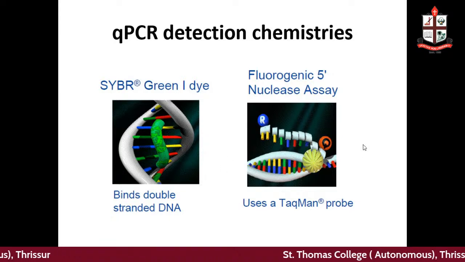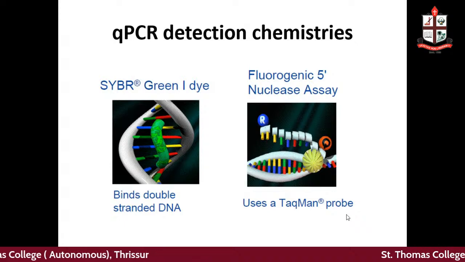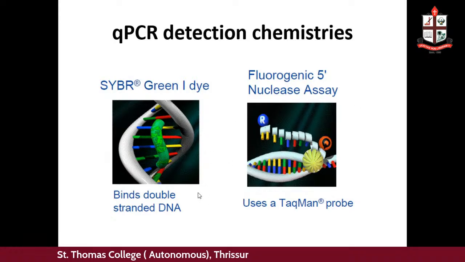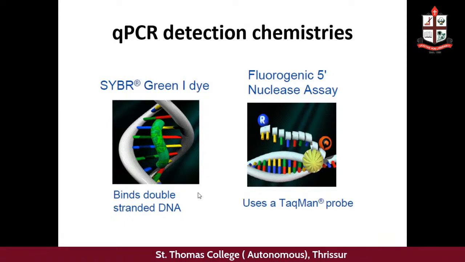And we have other methods also, which use TaqMan probes, and that I will discuss later in detail. So that's a different chemistry, and these are the two different chemistries which are used in real-time PCR. Either it will be SYBR Green or it can be TaqMan chemistry. TaqMan probes are also known as hydrolysis probes. We'll see why it's so.